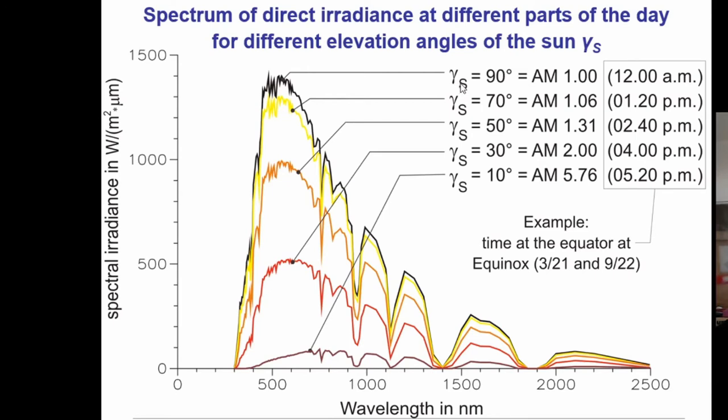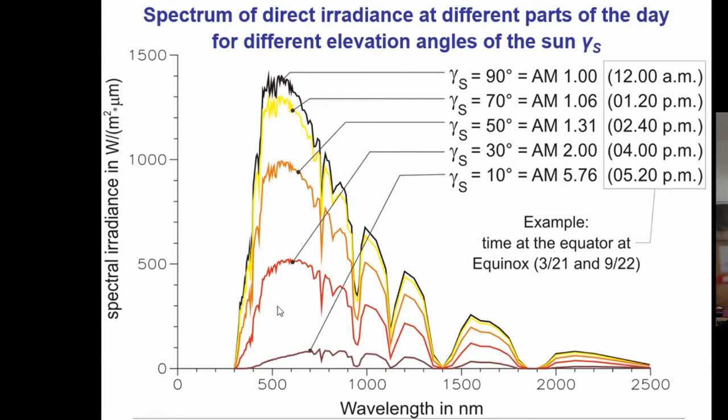You have here at midday a perpendicular irradiance. So elevation angle of the sun is 90 degrees. And then you exactly have AM 1.0 at sea level. If you are on a mountain, sure, it could be even less than AM 1.0. We go towards the afternoon, for example, at 4 o'clock, and you have an elevation angle of 30 degrees, 1 divided by sine of 30 degrees. This is 2.0, and so you have an AM 2.0.